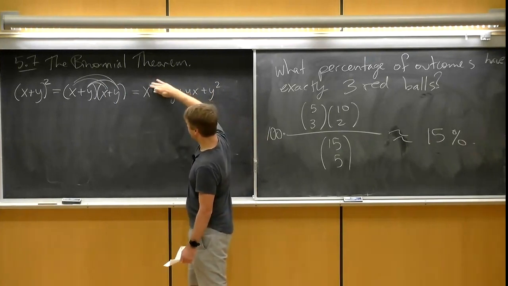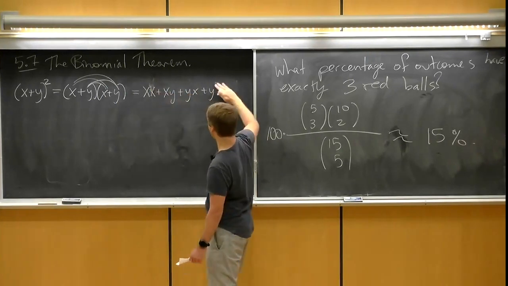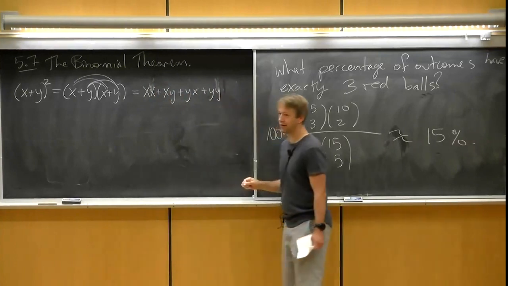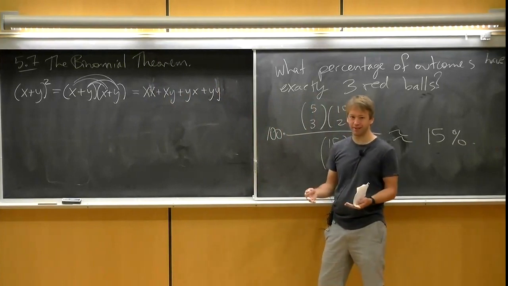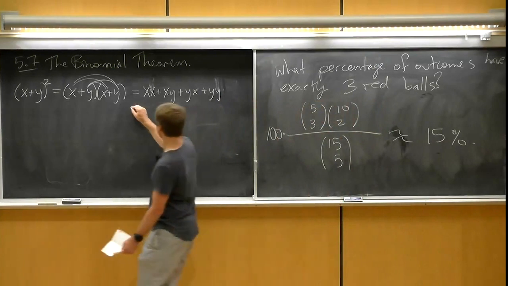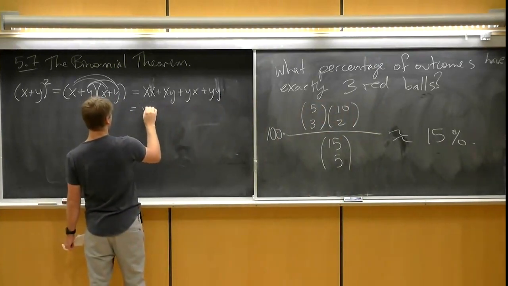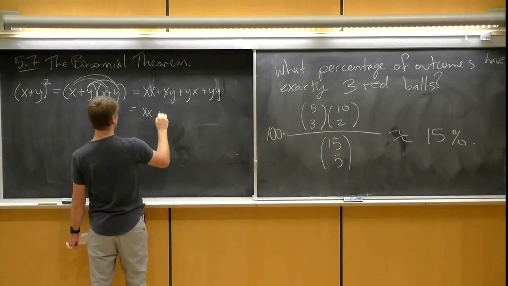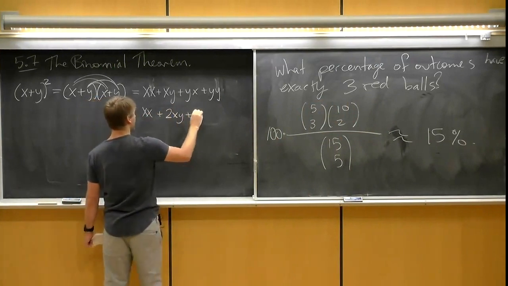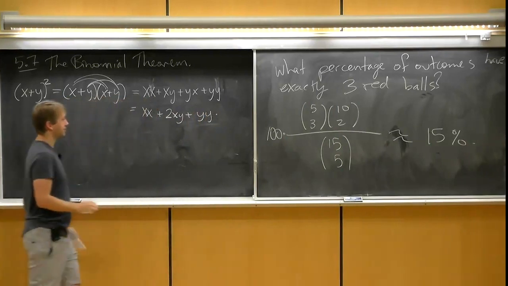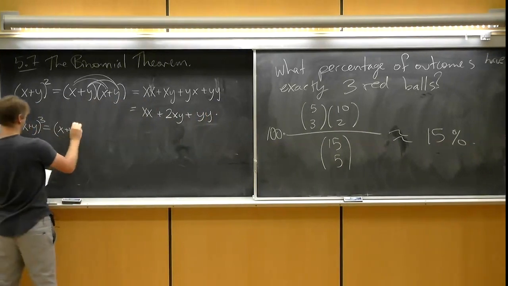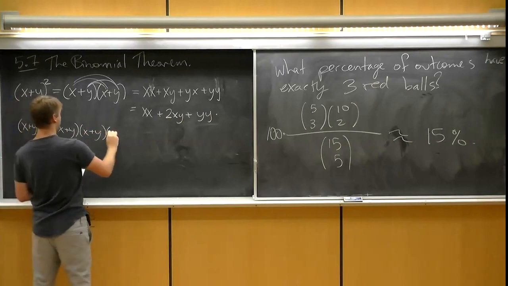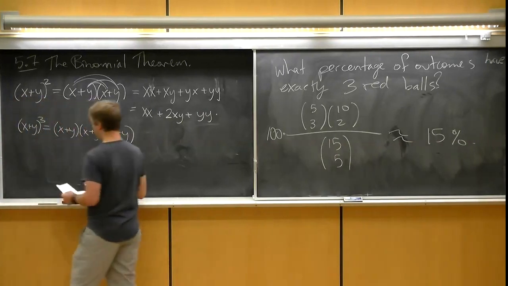Actually, just for fun, instead of writing x squared, I'm going to write xx, and yy. But obviously that's the same thing, right? x times x is x squared. So you've got x times x plus 2 times x times y plus y times y.